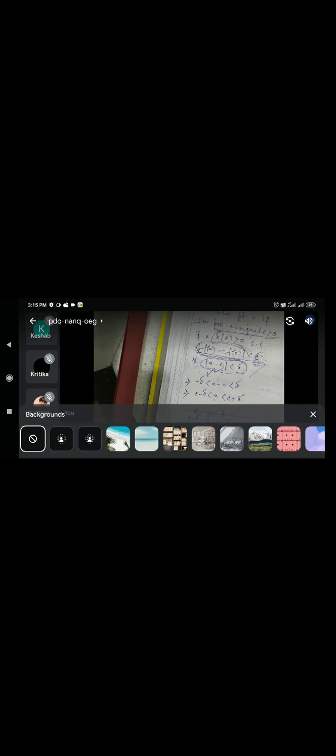Now I will give you a few examples. You have to check using the epsilon delta concept whether a function is continuous at a particular point or not. Okay, write down the example.